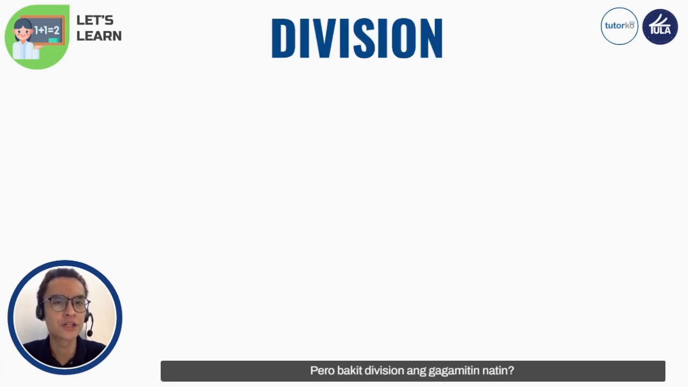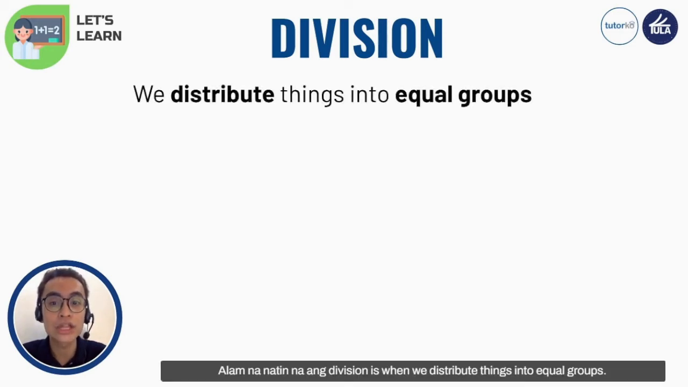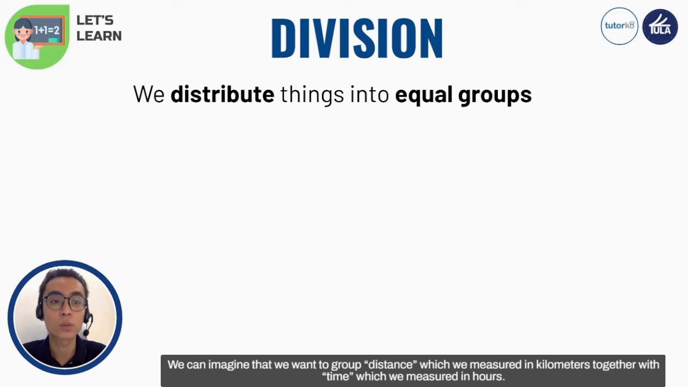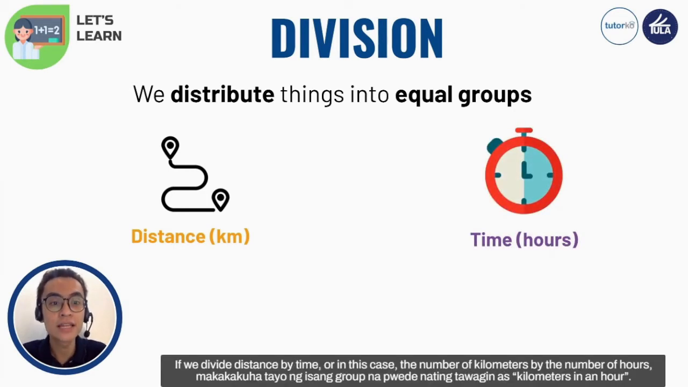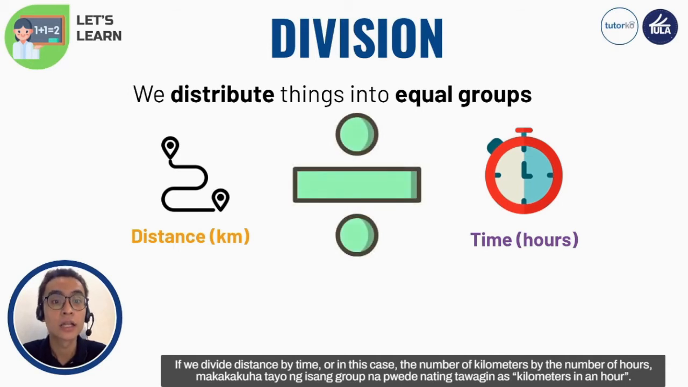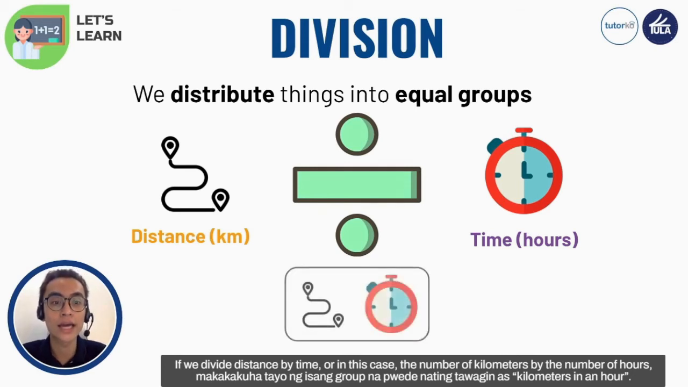Pero, bakit division ang gagamitin natin? Alam na natin na ang division is when we distribute things into equal groups. Let's use our example a while ago as a way to explain. We can imagine that we want to group distance, which we measured in kilometers, together with time, which we measured in hours. If we divide distance by time, or in this case, the number of kilometers by the number of hours, makakakuha tayo ng isang group na pwede nating tawagin as kilometers in an hour.